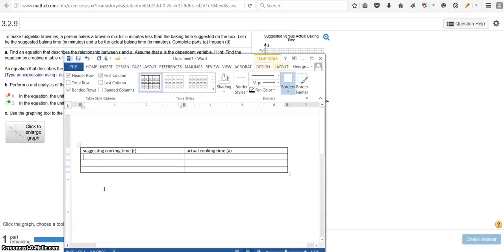So if the box says to cook the brownies for 10 minutes, that's a suggested cooking time, we're actually only going to cook them for 5 minutes. We cook them for 5 less, it says, so I'll write it this way even. 10 minus 5 equals 5. If they told us to cook the brownies for 15 minutes, we would cook them for 15 minus 5, which is 10. And so on. One more, maybe if the box said cook them for 20, 20 minus 5 equals 15.